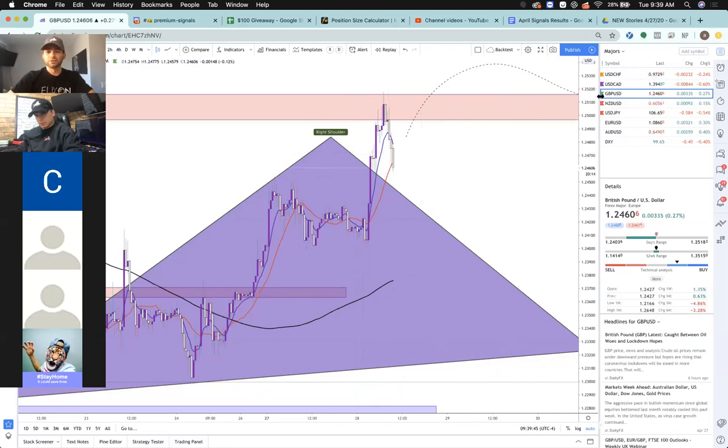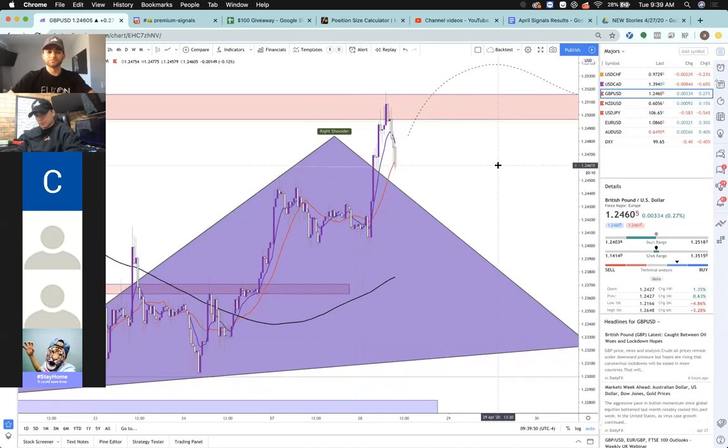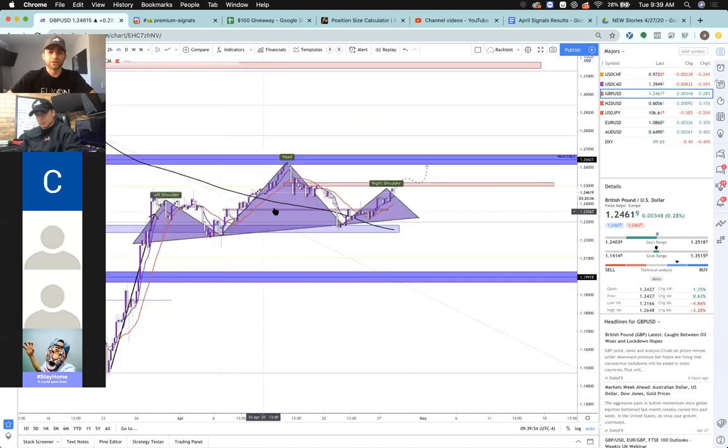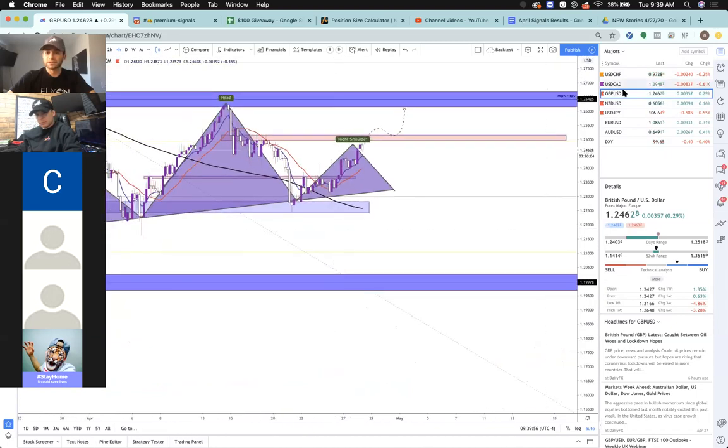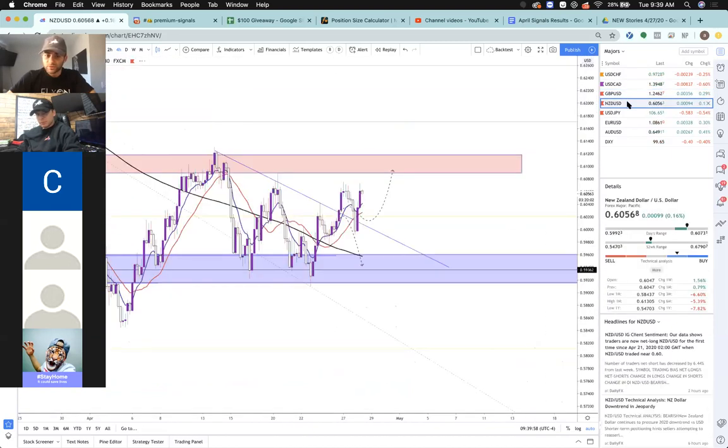So again, I'm going to turn this to red. Red means that it's 4 hour for me, and then I'm just waiting. And we'll see if that higher time frame pattern can play out there. So that's GU. Let's go over to NU.